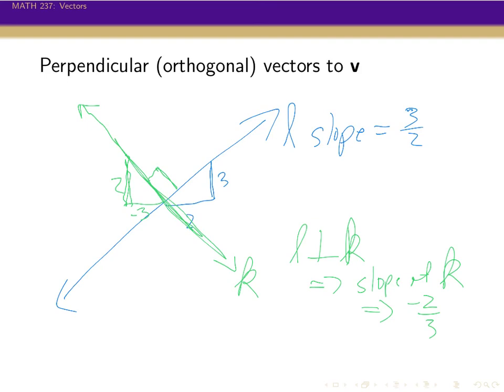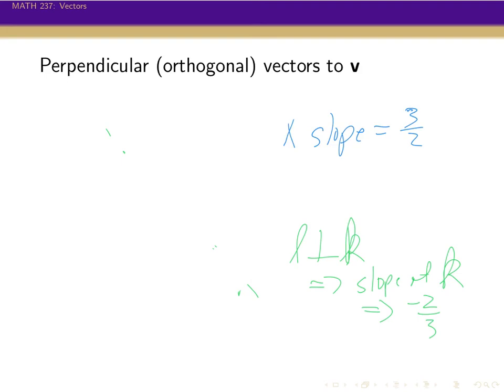Okay, well, so then how does that correspond to vectors? Oh, there's my big eraser. Much better.